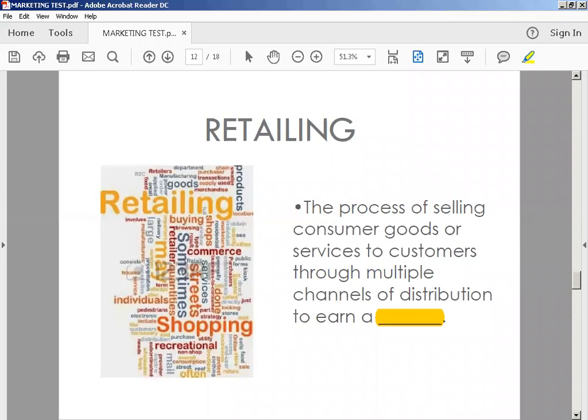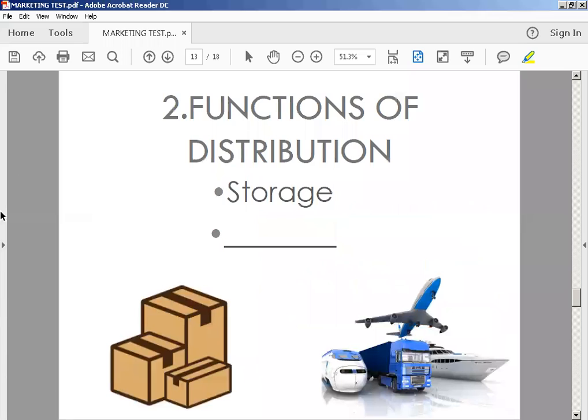Then I proceed. Yes, then we have functions of distribution. Number one is your storage, and second one is your fill in the blanks. Functions of distribution, storage, and dash. Functions of distribution is storage and dash.